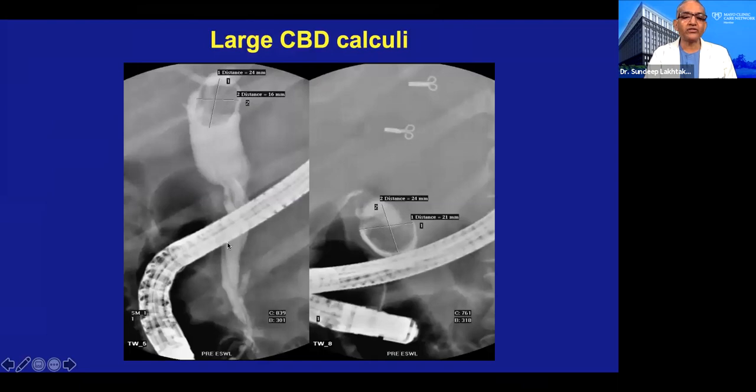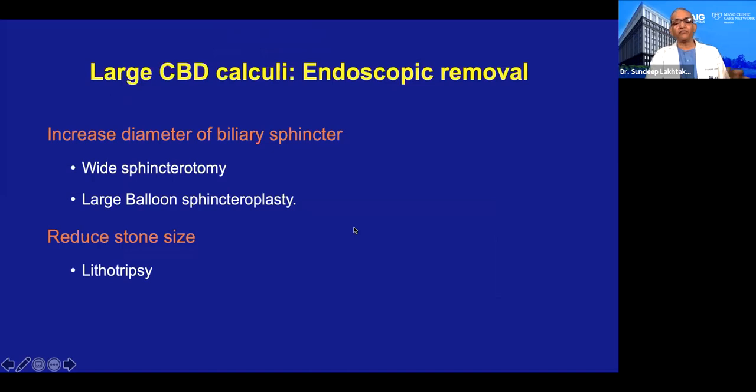Occasionally, you can have the lower CBD, which is relatively narrow, although normal in caliber, but the upper CBD is dilated with a stone. So this won't come out easily through the lower CBD. Or you can have a very thin CBD below and a larger stone above. So there are several permutations and combinations which can occur for these difficult CBD stones.